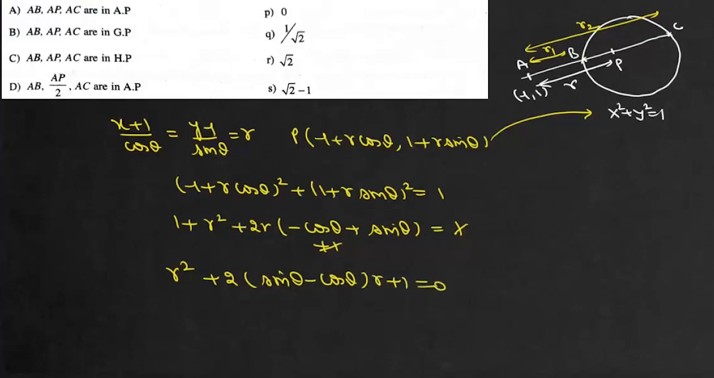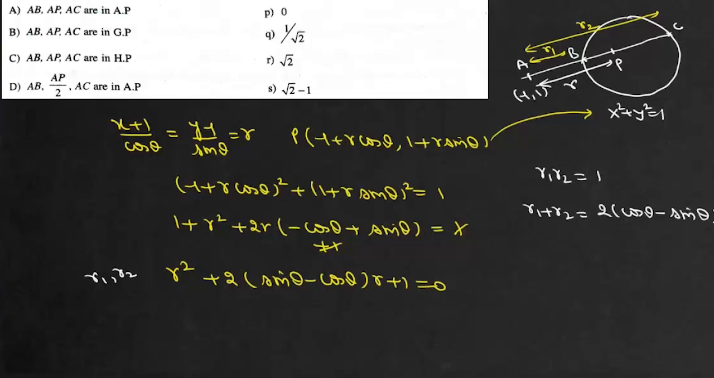Now this equation will have two real roots, R1 and R2. Now basically R1 into R2 will be 1, and R1 plus R2 will be 2 (cos theta minus sin theta).